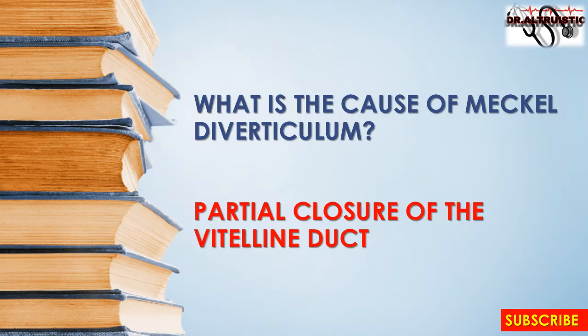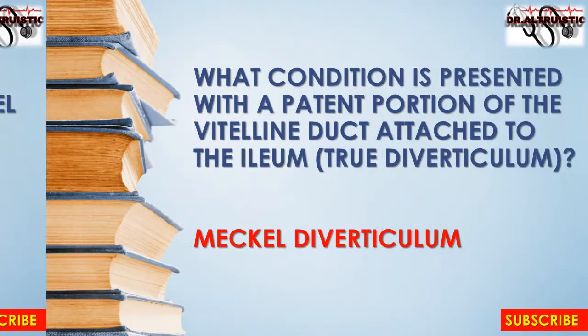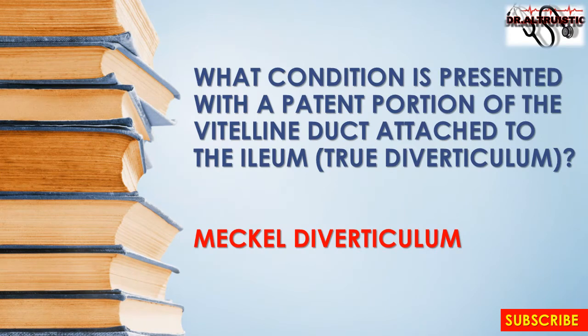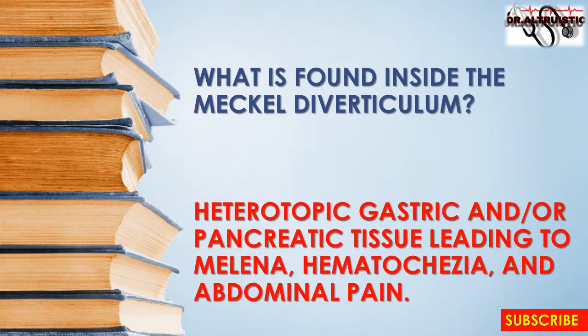What is the cause of Meckel diverticulum? Partial closure of the vitelline duct. What condition is presented with a patent portion of the vitelline duct attached to the ileum, a true diverticulum? Meckel diverticulum. What is found inside the Meckel diverticulum? Heterotopic gastric and/or pancreatic tissue leading to melena, hematochezia, and abdominal pain.